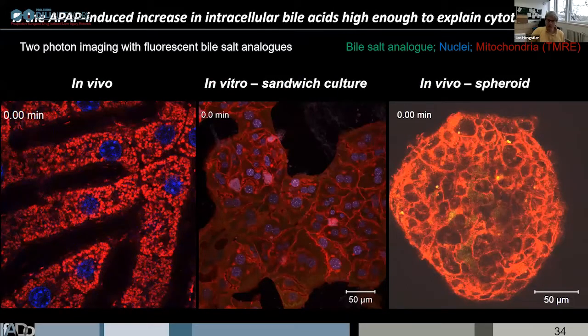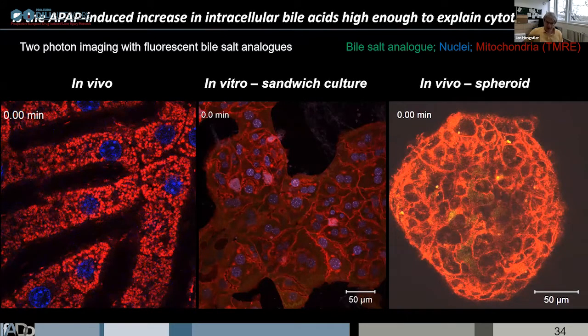Yeah, now let's move on to a next question. We have now repeatedly seen that APAP overdose increases the concentrations of bile acids in the hepatocytes in vivo. But of course, this should not be overinterpreted. The question of relevance is if this increase goes beyond thresholds of cytotoxicity. So can it really contribute to the hepatotoxicity of paracetamol in vivo?